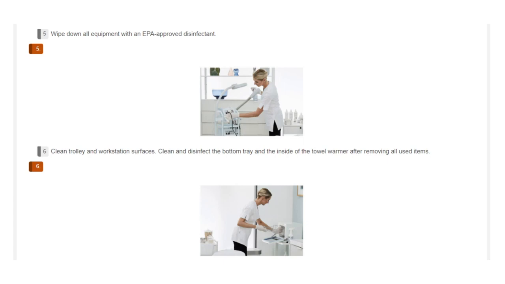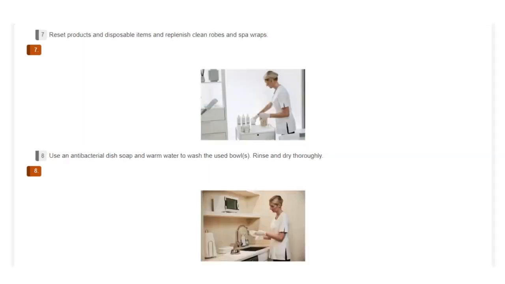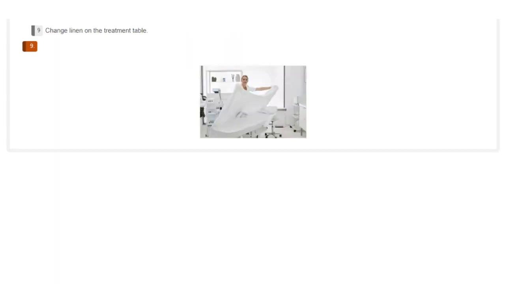5. Wipe down all equipment with an EPA-approved disinfectant. 6. Clean trolley and workstation surfaces. Clean and disinfect the bottom tray and the inside of the towel warmer after removing all used items. 7. Reset products and disposable items and replenish clean robes and spa wraps. 8. Use an antibacterial dish soap and warm water to wash the used bowls. Rinse and dry thoroughly. 9. Change linen on the treatment table.